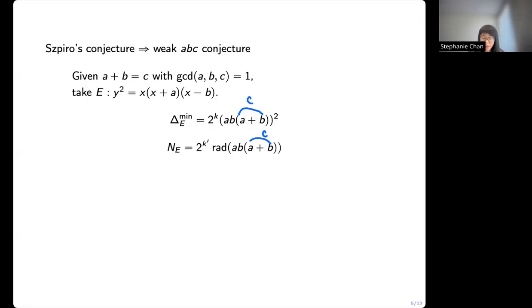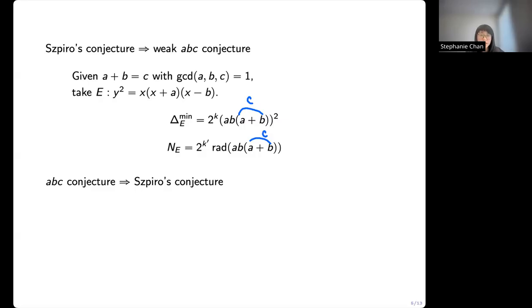So then just by doing this more carefully and checking what you get from the application of Szpiro's conjecture on these two quantities, you'll be able to conclude that the maximum of A, B, and C is bounded by the radical of A, B, C to some exponent. So that's just a very sketchy version of one of these implications. You can also do it the other way around. It's known that the ABC conjecture implies Szpiro's conjecture. And again, there's some explicit construction that you could do.